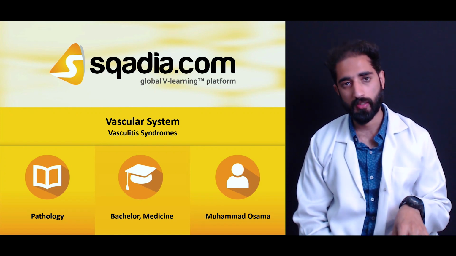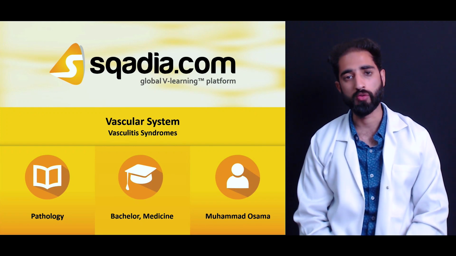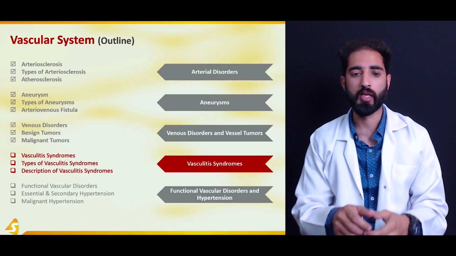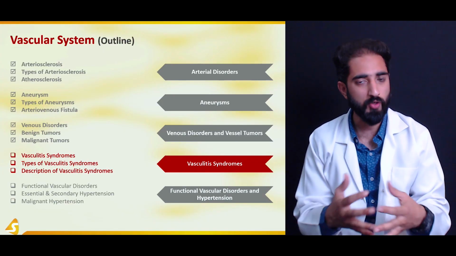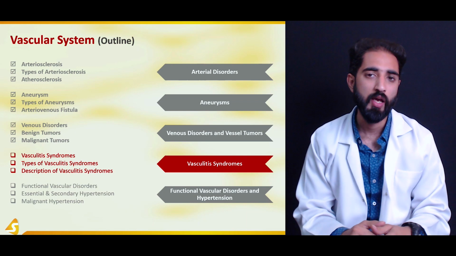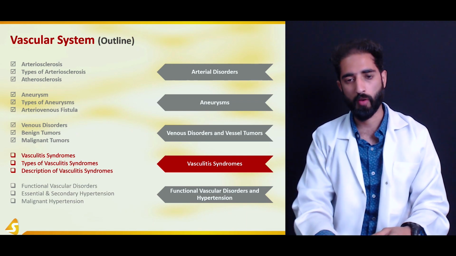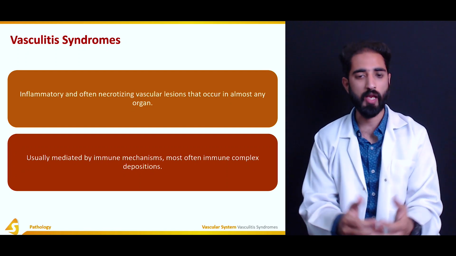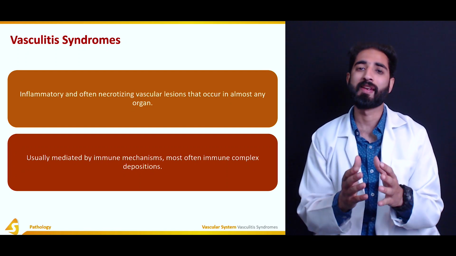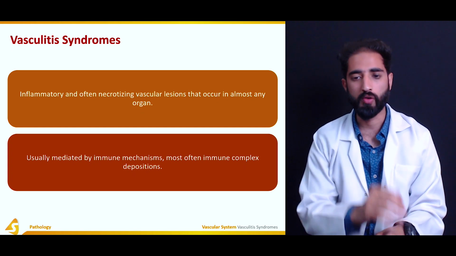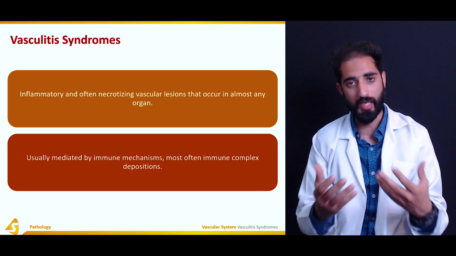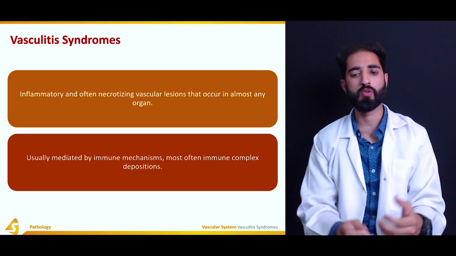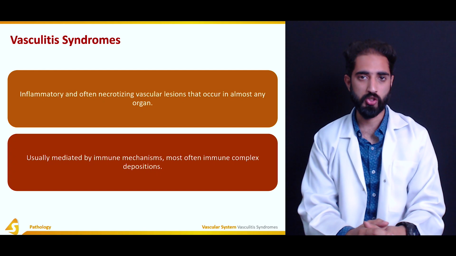And in this part of the lecture, we are going to talk specifically about the vasculitis syndromes, in which we're going to talk about the different types of the vasculitis syndromes as well as the description of the vasculitis syndromes. So starting off with the vasculitis syndromes, what is vasculitis syndrome? So these are inflammatory and often necrotizing vascular lesions that occur in almost any organ. And they're usually mediated by the immune mechanism, most often immune complex depositions.